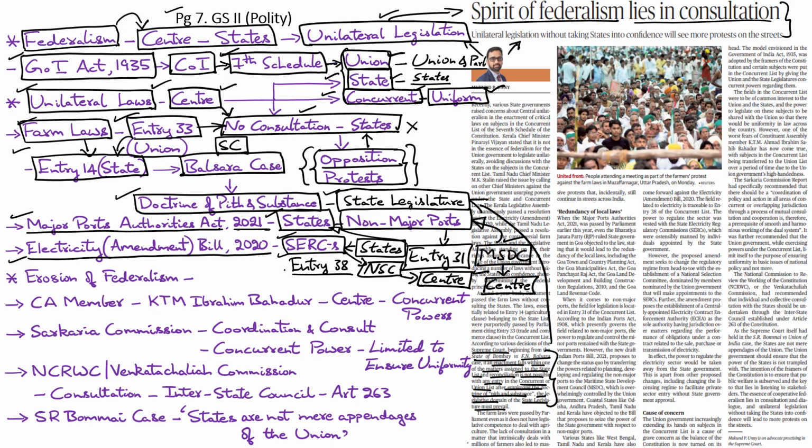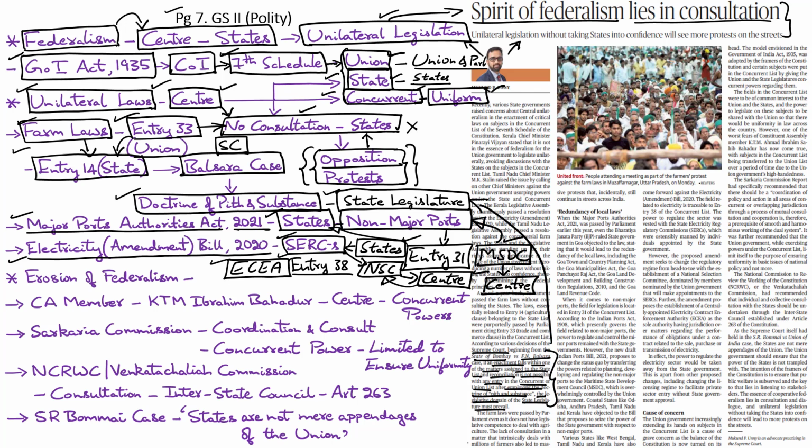Further, this amendment bill proposes the establishment of a centrally appointed Electricity Contract Enforcement Authority, and this would be the sole authority having jurisdiction over all matters relating to the enforcement of obligations with regard to sale, purchase, or transmission of electricity. Prior to this bill, these powers were vested with the state governments, and the Centre is looking to take away these powers without even consulting the states.